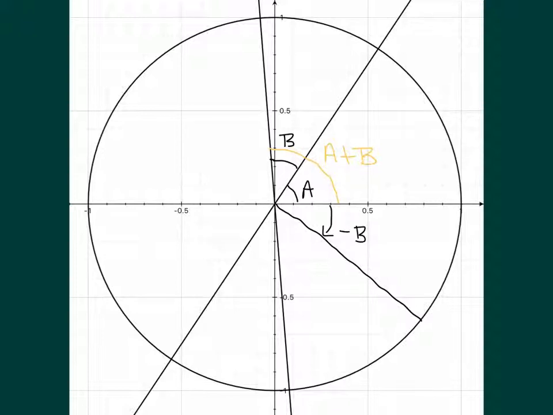Now, we know from our unit circle definition of the trig functions that if an angle is in standard position, then the point where the terminal side of that angle intersects the unit circle is always the cosine of the angle, comma, the sine of the angle. Those are the coordinates for that point. So this, for instance, would be the cosine of A plus B, comma, sine of A plus B.